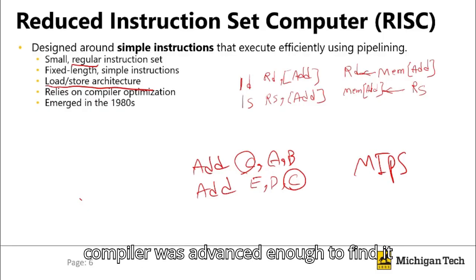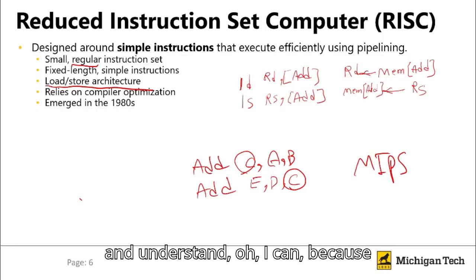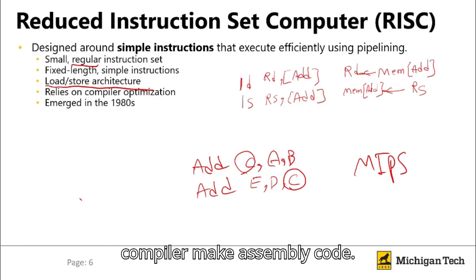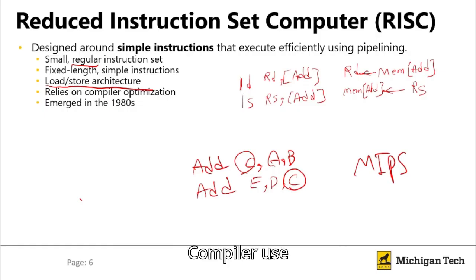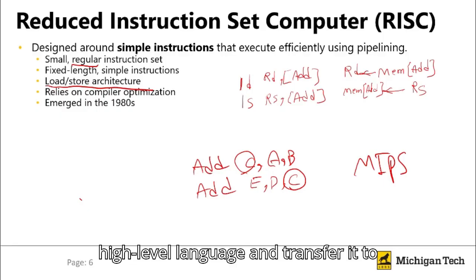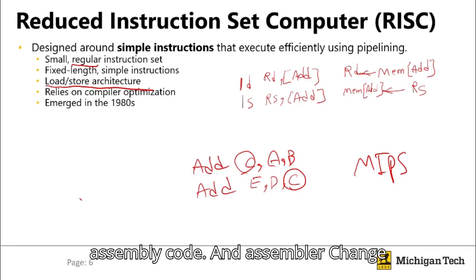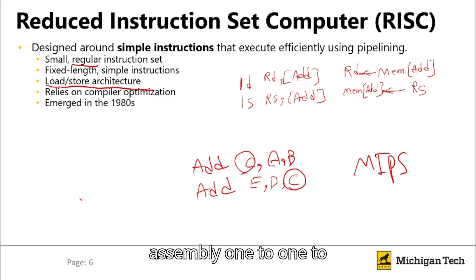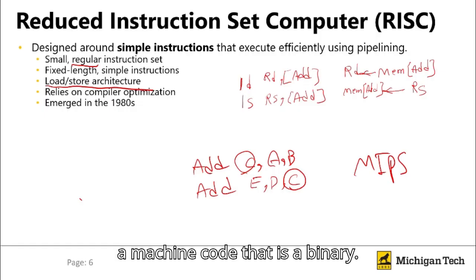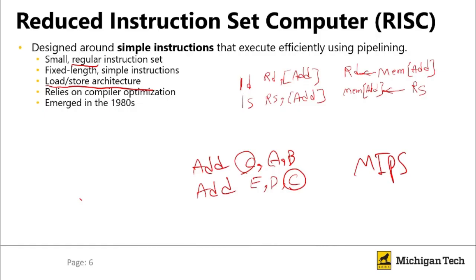We said, okay, the compiler needs to fix it. And the compiler was advanced enough to find it and understand, because the compiler makes assembly code. The compiler takes a high-level language and transfers it to assembly code, and the assembler changes assembly one to one to machine code, which is binary. Okay, so rely on the compiler.